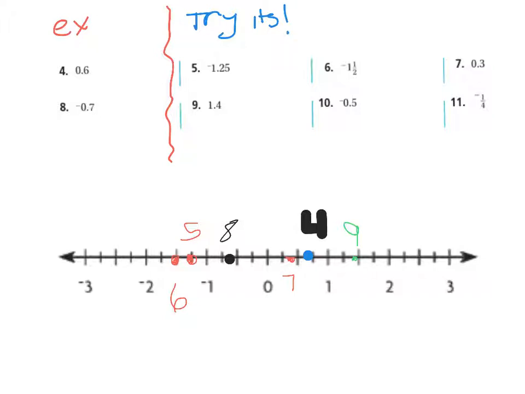Number 10 is negative 1/2. So right there, kind of by number 8. And number 11 is negative 1/4. Should be right here. That's number 11. All right, so hopefully you did pretty well on that. It is kind of tricky because it's a little bit backwards from what you've been doing for most of your life. But you'll catch on.